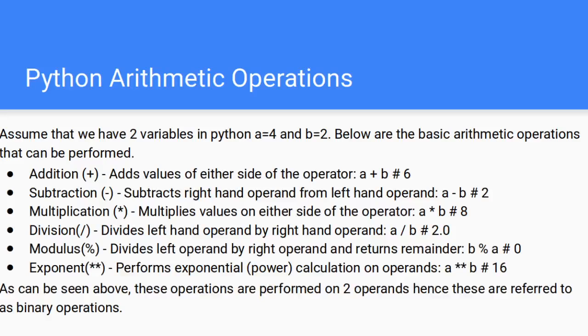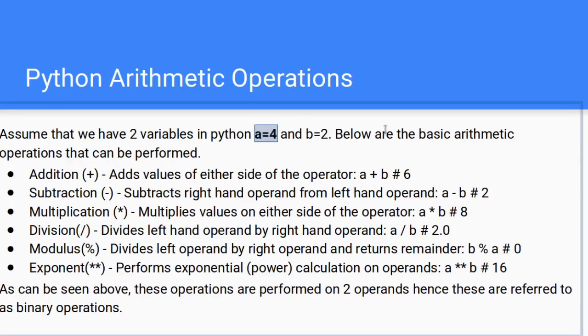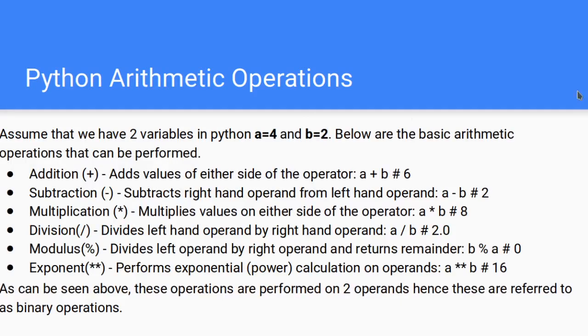Assume that we have two variables in Python, a with the value of 4 and b with the value of 2. So here let's talk about the basic arithmetic operations that can be performed on these variables. Addition adds the values, subtraction subtracts, multiplication, division, modulus, and exponentiation. Same as mathematics.